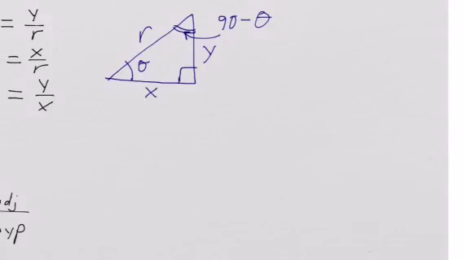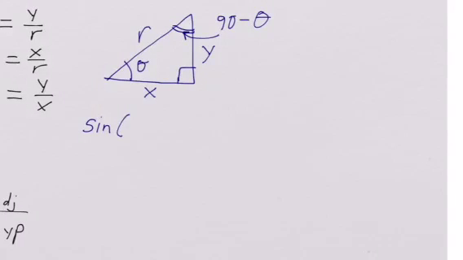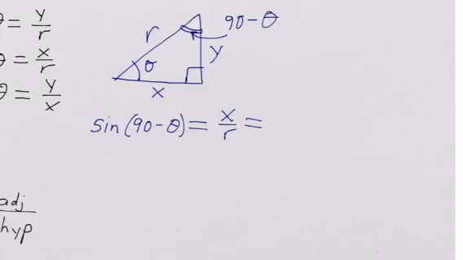Well, let's look at sine first. That's opposite over hypotenuse. So the sine of 90 minus theta is equal to, opposite of the angle 90 minus theta is x. Hypotenuse is still r. Well, that's equal to the cosine of theta. So that's an identity that we have. The idea that the sine of 90 minus theta is equal to the cosine of theta.